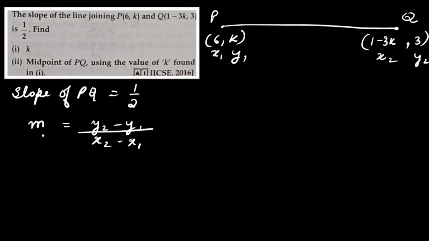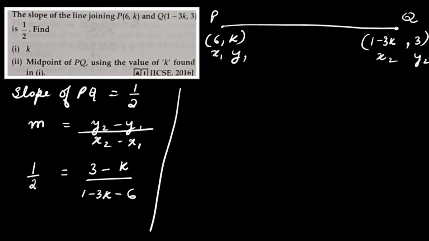So slope is given to us, 1 by 2. I am just substituting here. At m's place I am writing 1 by 2. y2's value is 3 minus y1 is k. So (3 minus k) by x2 is 1 minus 3k minus 6. x1 is 6. So I have just substituted the values. Now if any like terms are there, we can solve it. So 1 by 2 is equal to 3 minus k. Here no like term, so as it is we can write.